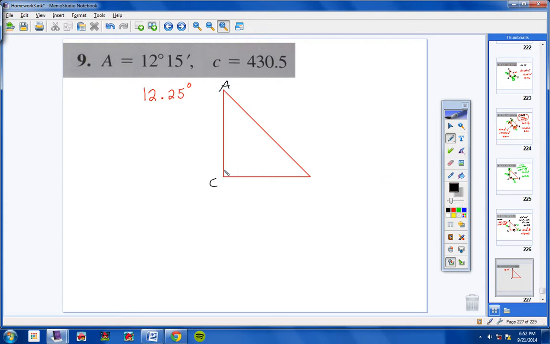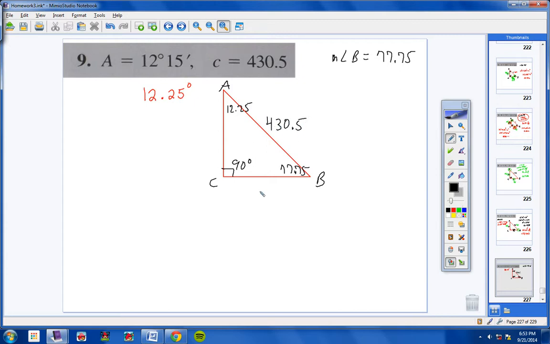And let's go ahead and draw our right triangle here. This will be our A, this is our C, this is our B. Put 90 degrees here. For A, we're going to put 12.25, okay? Well, let's find the measure of angle B very quickly, please. We're going to add 12.25 plus 90 and then subtract from 180. So we'll get 77.75. So angle B is 77.75. Now we also know side C. I just forgot to write that. So side C would be 430.5.